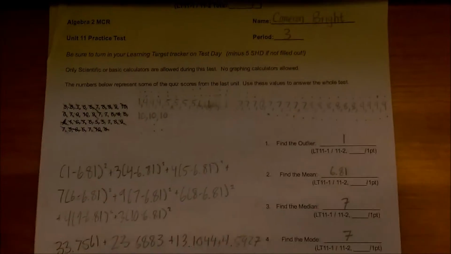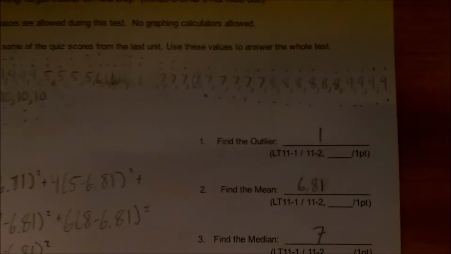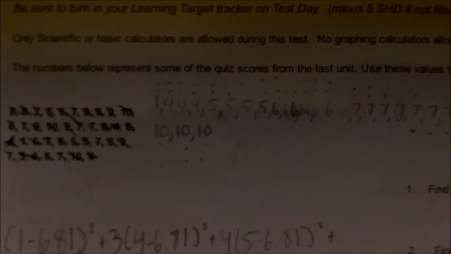Hey, Mr. Soohoo. So for our first learning target in Unit 11, we're going to be just looking at this set of numbers, which is the scores from a test that a class took. And for our first term, the outlier, it's just the number that is furthest from the set. So 1 is just the smallest number, and it's kind of just outlying outside of the common set of numbers. So 1 is the outlier.